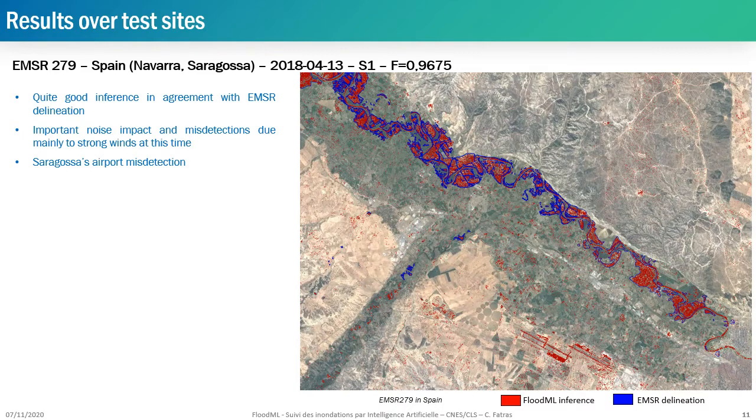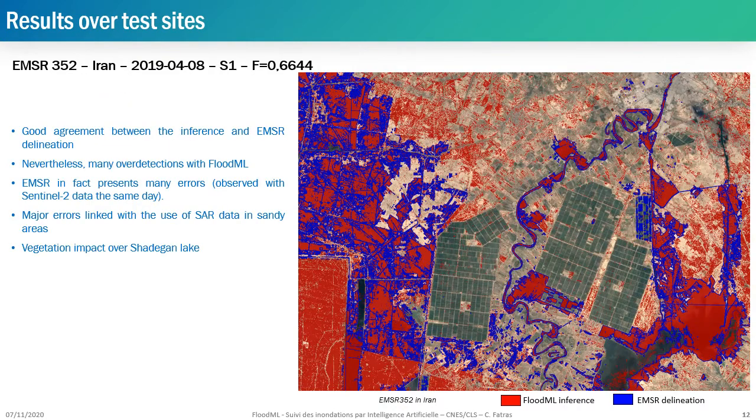We also have a good agreement in this case in Spain, but with some noise due to wind over the water surfaces. We have in Iran here many other detections due to sandy areas and wave penetration in the sand, creating a very low backscattering coefficient. So we still have work to improve the inferences over sandy areas.